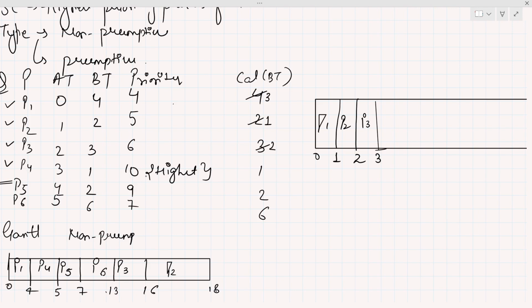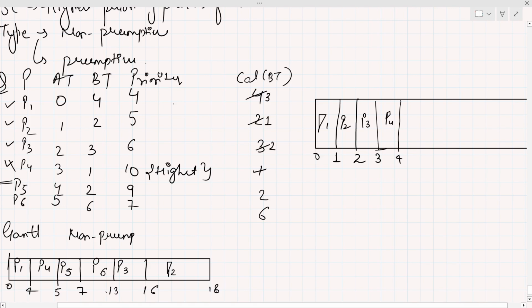Now we have the processes available: P1, P2, P3 and P4. Among these 4 processes, the one with the highest priority will get the CPU. So P4 has the highest priority, P4 will get the CPU. And the burst time of P4 is 1, so the completion time will become 4. Completion time of P4 becomes 4 and P4 is completed.